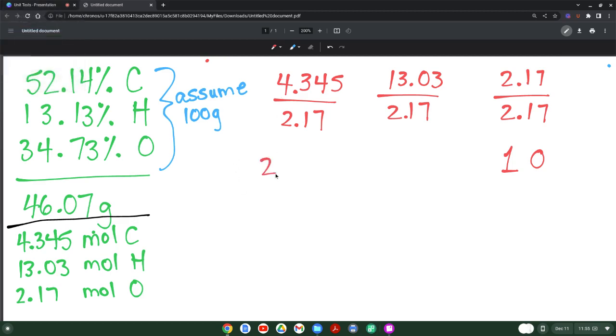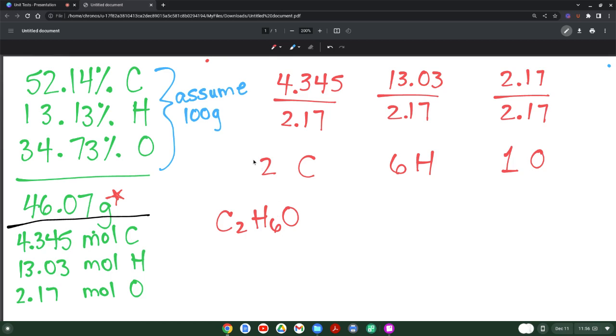This comes out to 2.002, which really just means 2 carbons. And then 13.03 divided by 2.17 is giving us 6.004 hydrogen. So we're just going to take the 6. And this is the chemical formula that we're working with as of right now: C2H6O. And we need to do a QMT for this formula to then divide with this molecular mass over here to figure out if this needs to be multiplied at all.